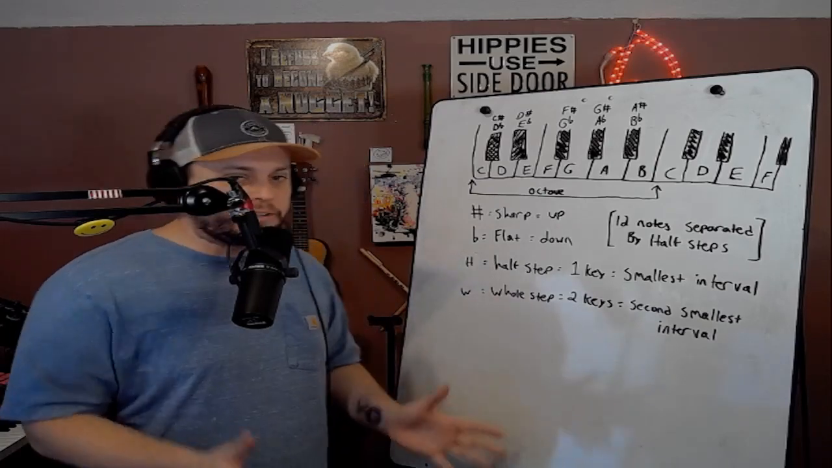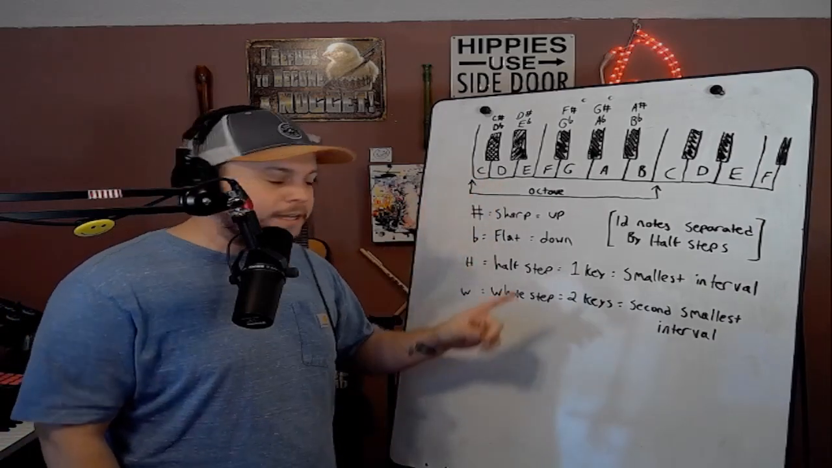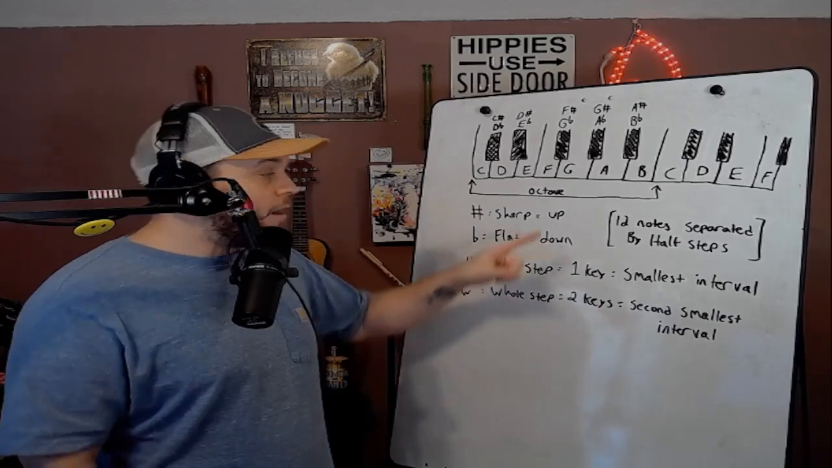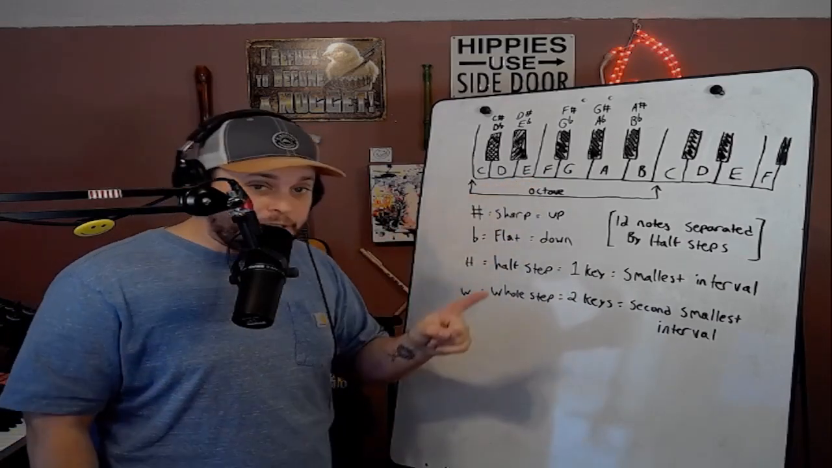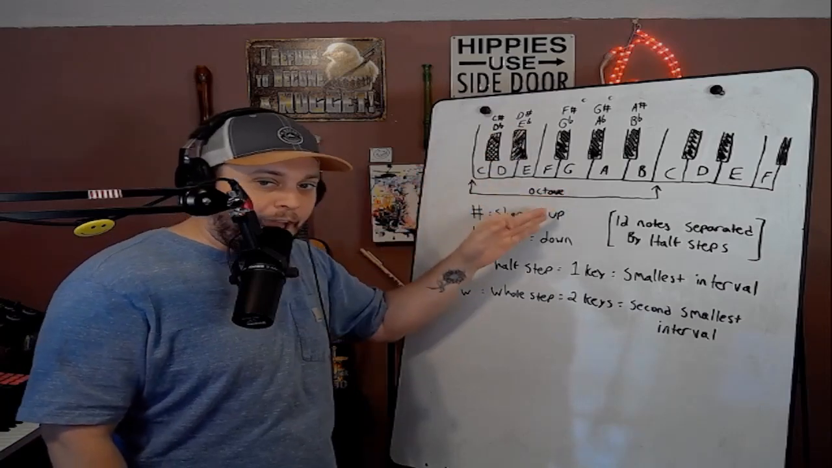Let me repeat it one more time for effect. Going from C to D is not one key. Going from D to E is not one key. However, going from E to F is one key because there's no black key in between. That is a half step.